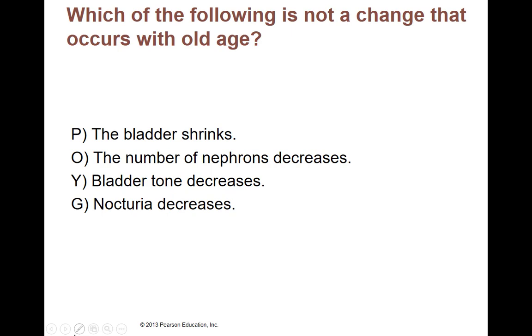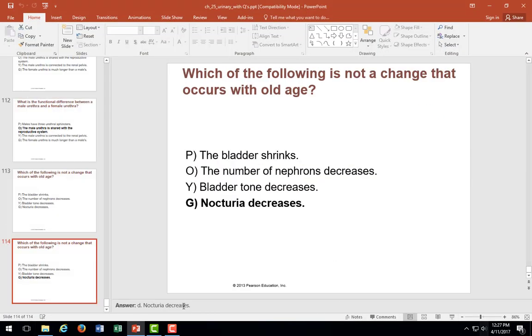And my last question, which of the following is not a change that occurs with old age? So all of these happen as you get older except, it is the green. Nocturia doesn't decrease. It increases. Your chance of urinating at night increases as you get older.